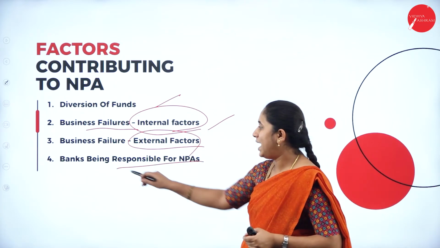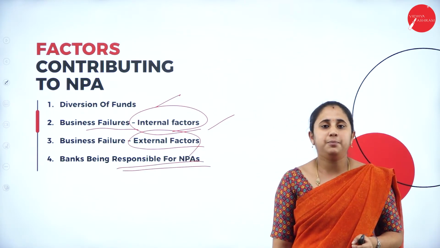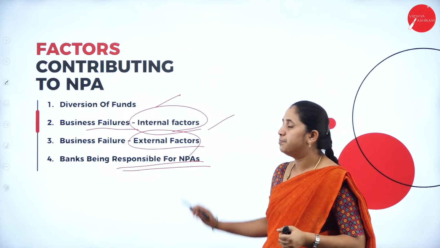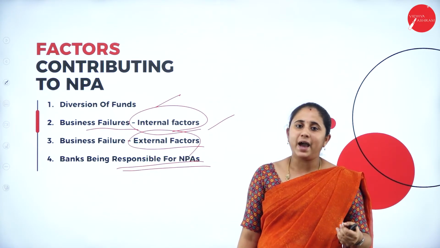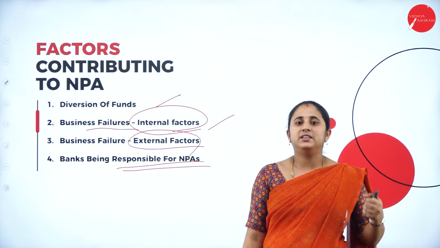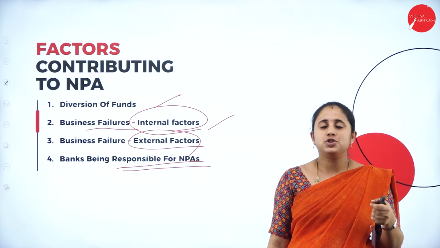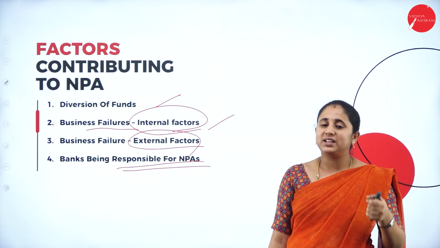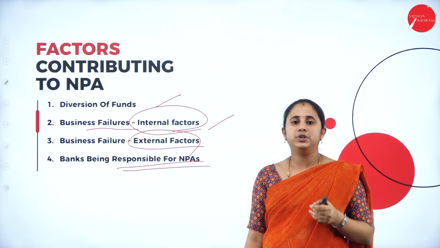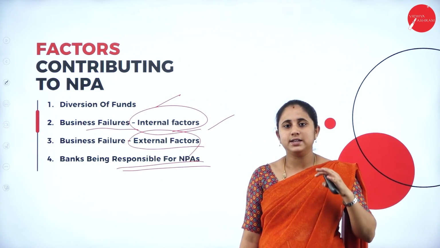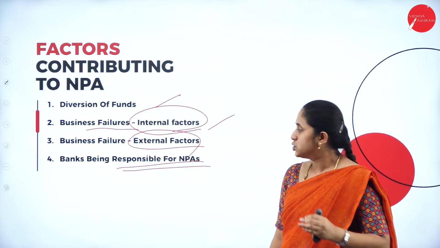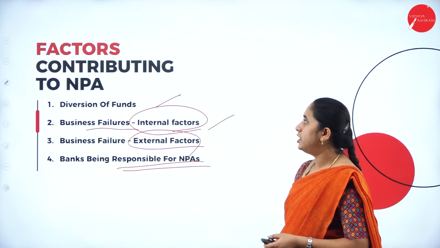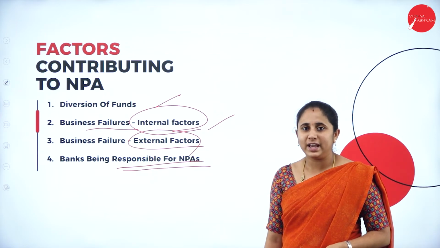Last one is banks being responsible for NPA. The bank is solely responsible for this NPA because they need to check the customer's background and repayment capacity, and then they should approve the loan. So the bank has the responsibility to check the repayment capacity, then approve the loan. The bank is solely responsible for the increase in NPA. So this is all about the factors contributing to NPA.